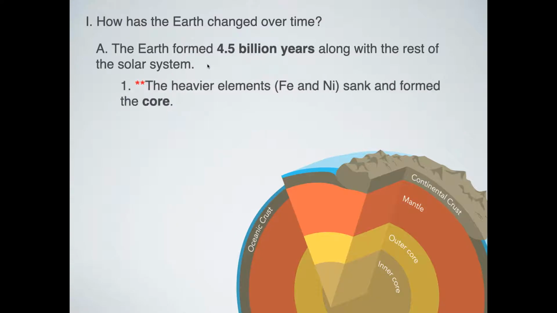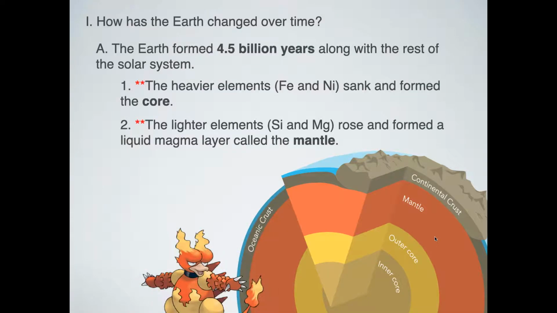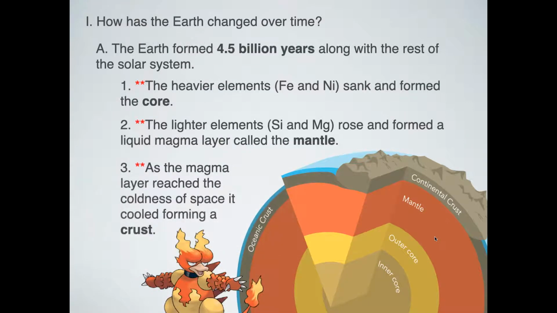So you can see the layers of the Earth here. The heavier elements, like iron and nickel, sank and formed the core. The lighter elements, like silicon and magnesium, rose to form the liquid layer that we call the mantle. Okay? And so there's magma, by the way. As the magma layer reached the coldness of space, so think about this, right?